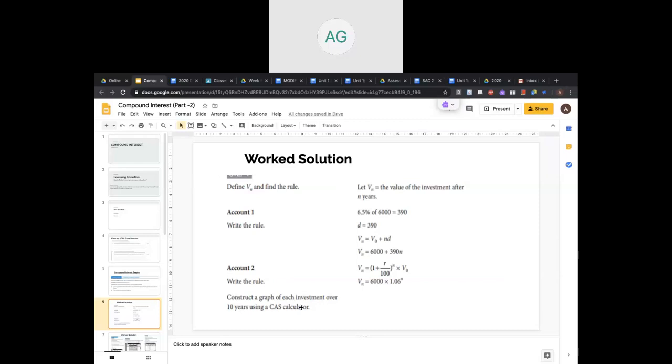We do the same for the compound interest. For the compound interest, the formula is this one. So you substitute the values. V0 is 6,000, and if you solve that by putting 6% as a rate here, you will get 1.06 and then raised to the power n. So we get our two rules from here.